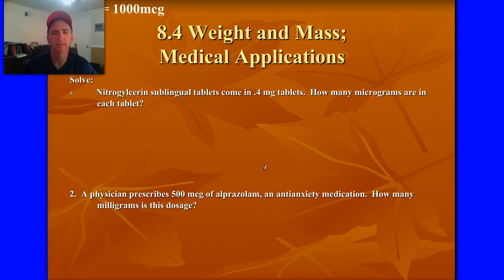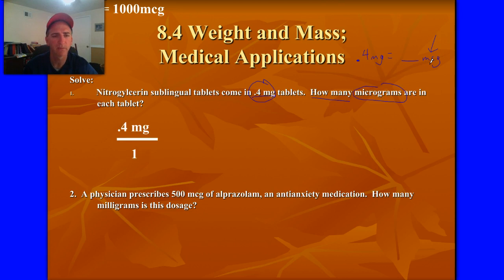Number 1 is a good example of this type of problem where we might use this. Nitroglycerin sublingual tablets come in 4/10 milligram tablets. How many micrograms are in each tablet? So they've given you basically that. What they're asking you to do is convert these 4/10 milligrams into micrograms, because that might be a unit of measure that's often used in the medical field.